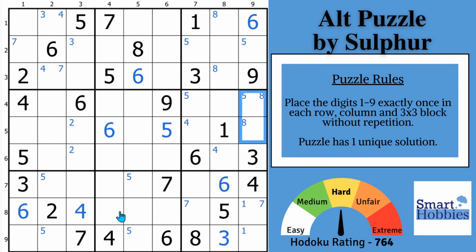And then we can do this again with this 8 cutting across row 9. You have a pointing pair of 8s in block 7. And with this 8, now you can put Snyder 8s here in block 8. Awesome.